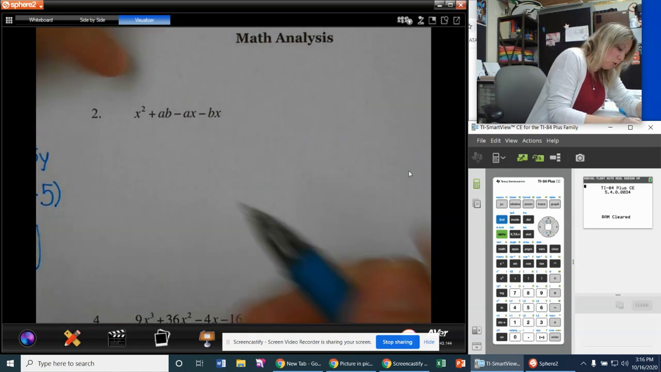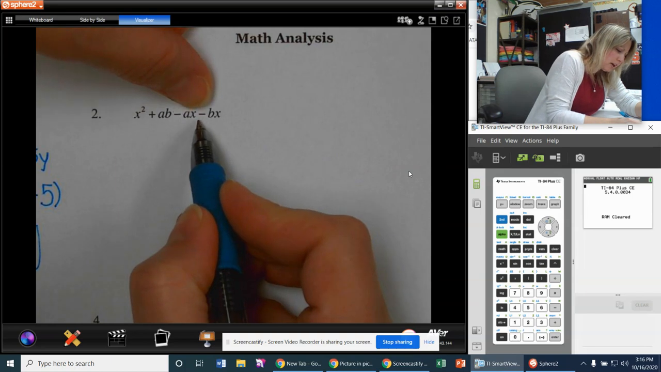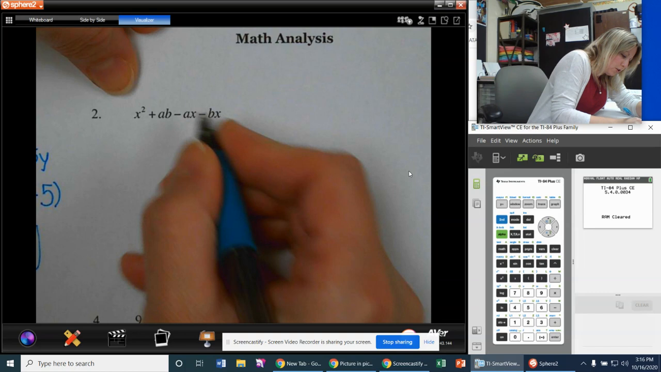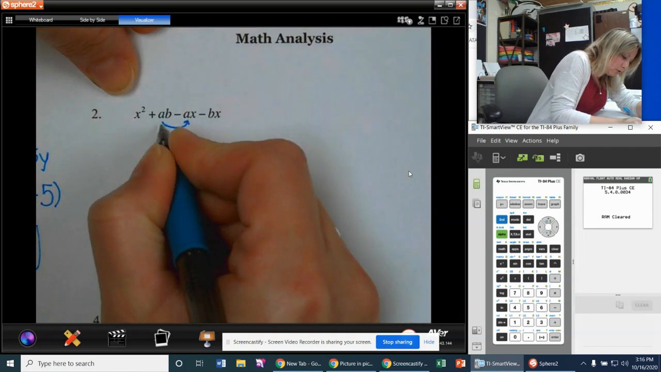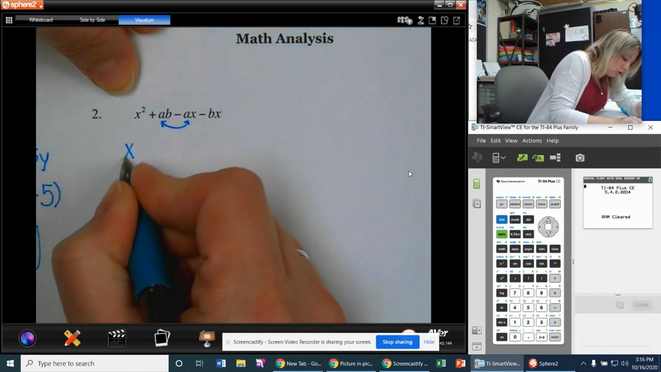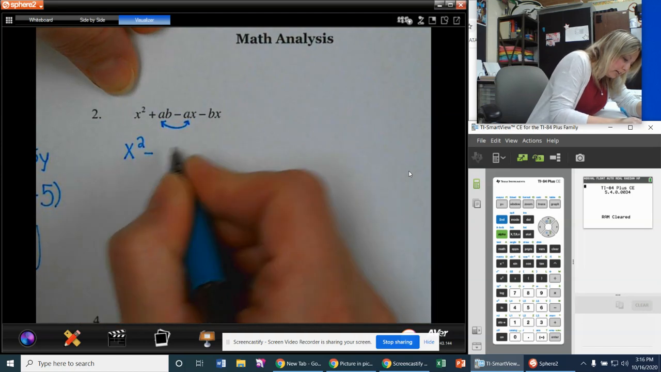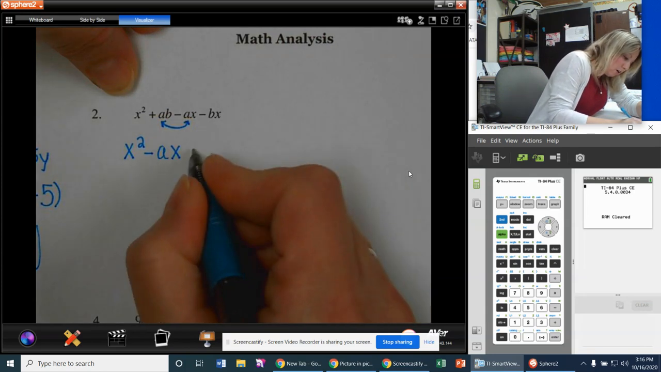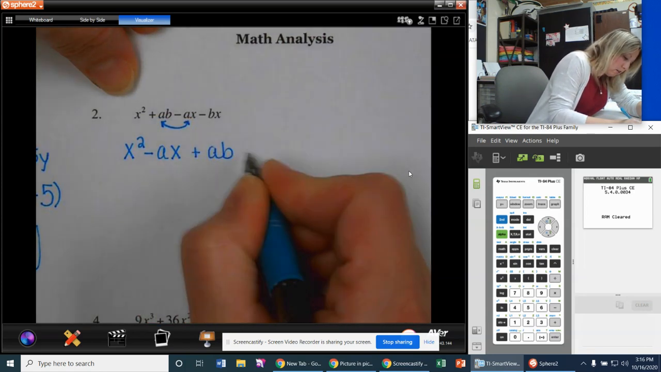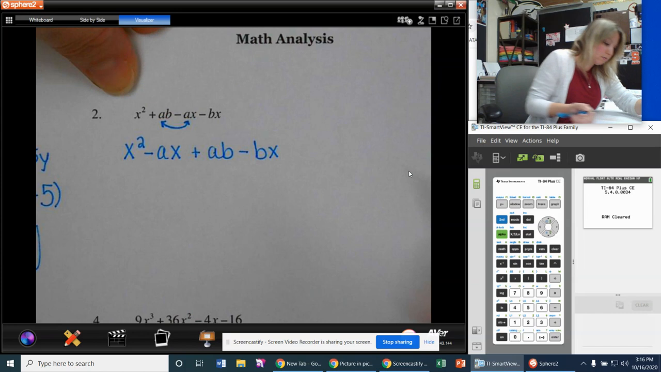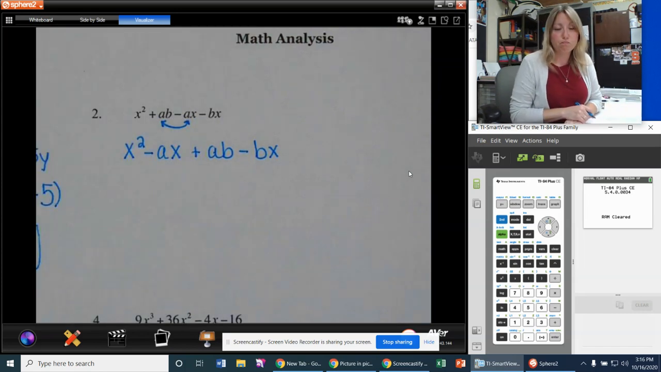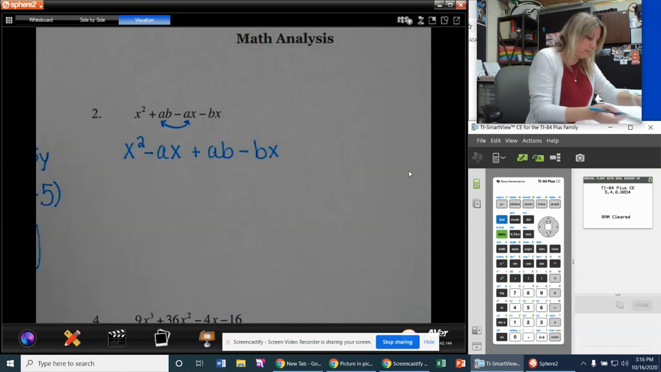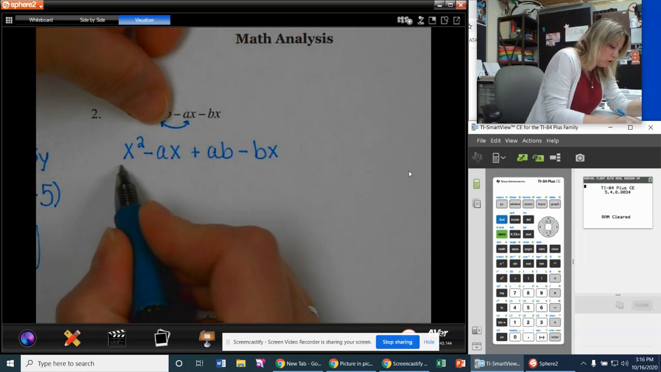I'm going to choose to reorder so that, let's see, let's get an a. So let's move these two around. Let's get an x squared minus ax right here, and then a plus ab minus bx. Okay, let's try that. Let's treat this one first.